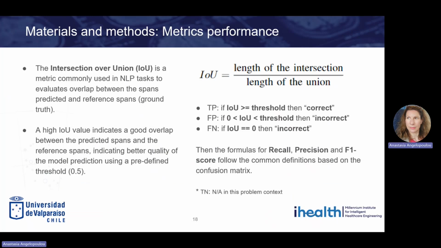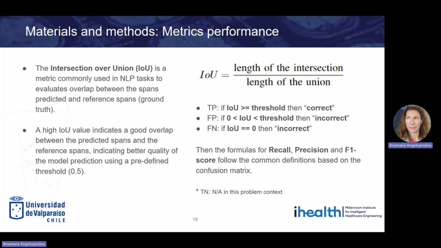For the metrics, we evaluate the results using intersection over union for NLP problems. This is a metric commonly used in NLP tasks. This evaluates the overlap between the predicted span and the reference ground truth span.